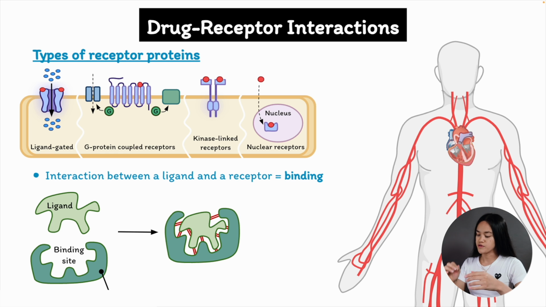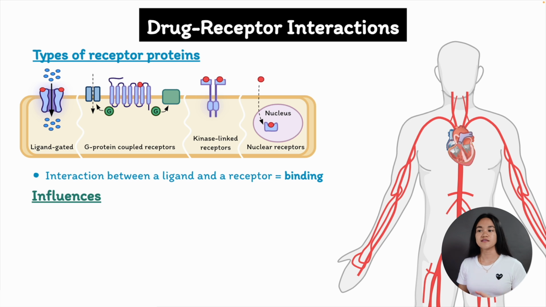These events can include activating certain genes, altering enzyme activity, or regulating the release of other chemical messengers. The overall outcome depends on the type of receptor and the specific ligand that binds to it. In most cases, for a drug to have an effect, it needs to interact with a particular molecular target. With that said, what influences these drug receptor binding sites?